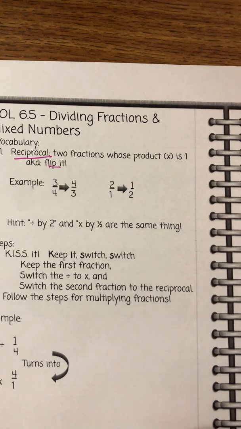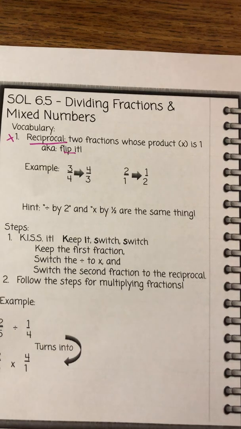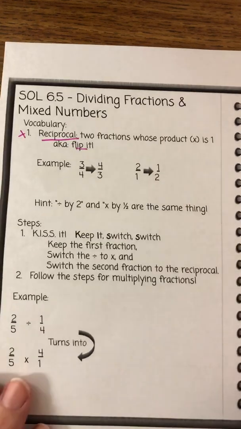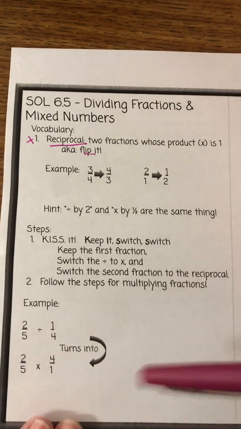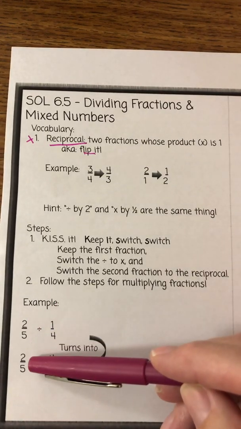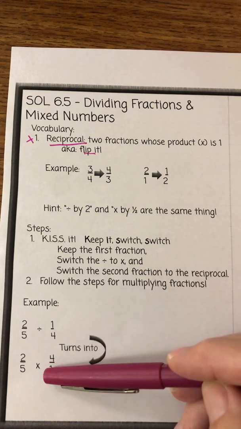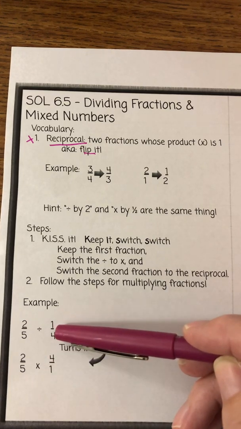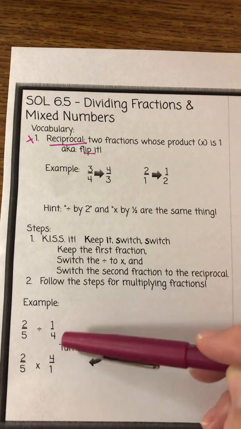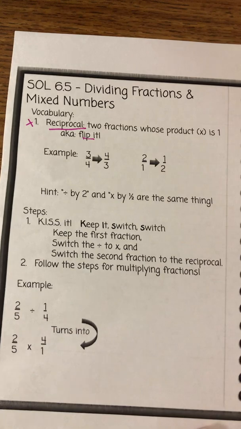So I'm going to introduce you to a new term as well. We're going to call it KISS: keep it, switch, switch. That will help us to divide these fractions. Now, the first fraction that we're going to keep, leave it alone, don't do anything with it. Then we're going to switch from division to multiplication, and then we're going to switch the second number to its reciprocal. So if you look at the example of our first problem here, you have 2/5, which we kept the same. We went from division to multiplication, and then we took 1/4 and turned it into 4/1. This is where we did our reciprocal. All right, so let's look at some practice problems.